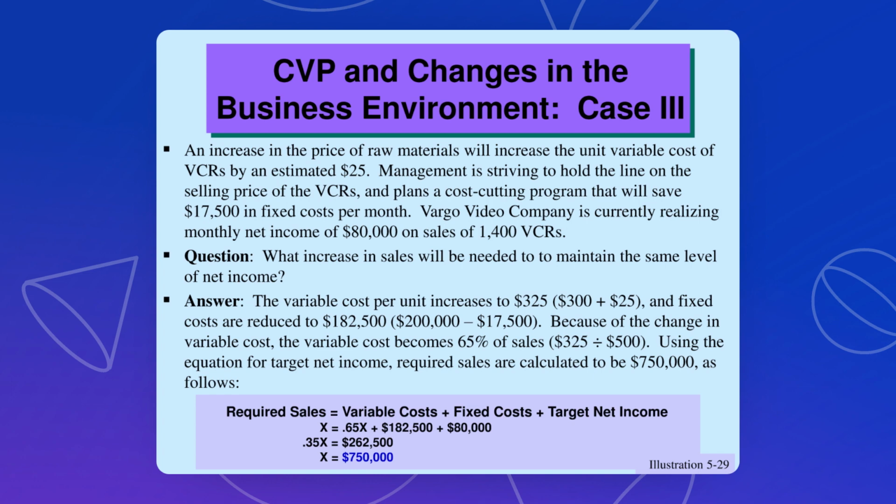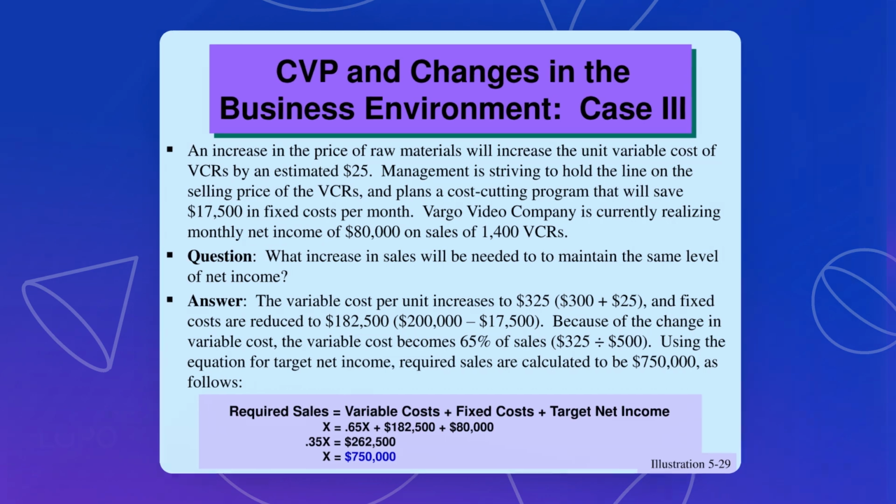Using this equation for target net income, the required sales is calculated at 750. So again, required sales X is equal to variable cost at 0.65 X plus fixed cost of 182,500 plus 80. How much is it all? So, put it on the other side; 0.35 is your CM. So X is equal to 750. So, that's your case number 3. How about in terms of per unit? 750 divided by 500, and the answer is 1.5.